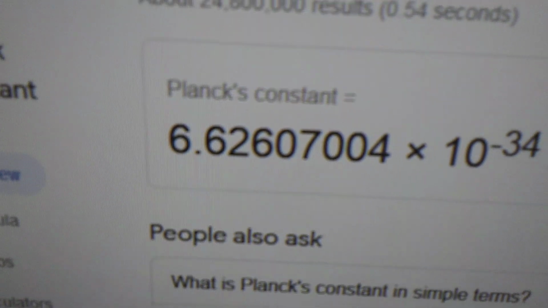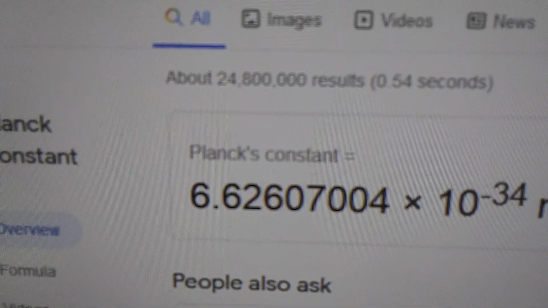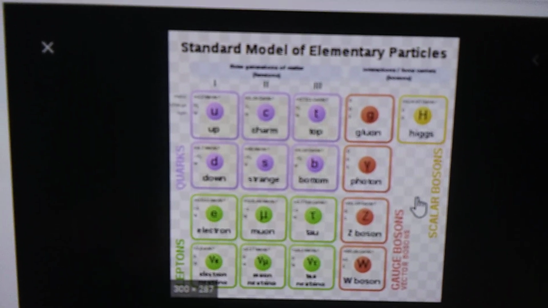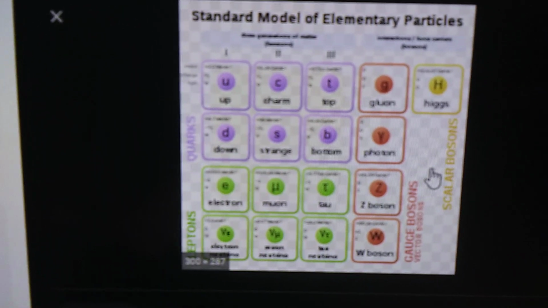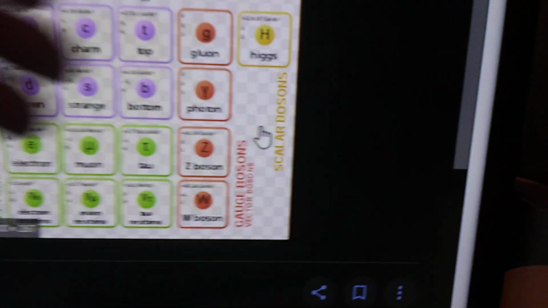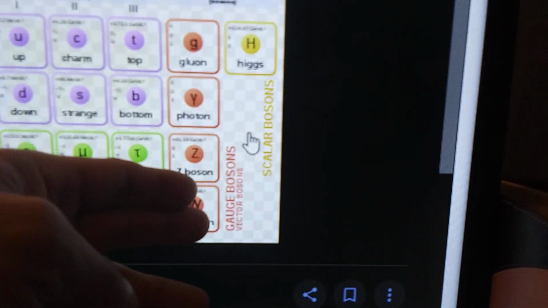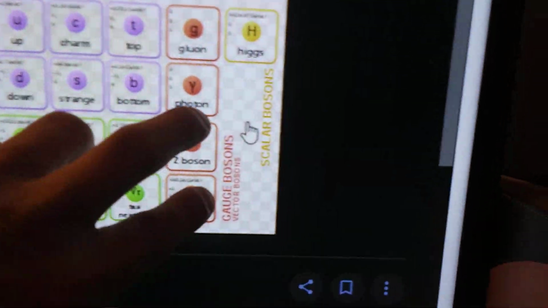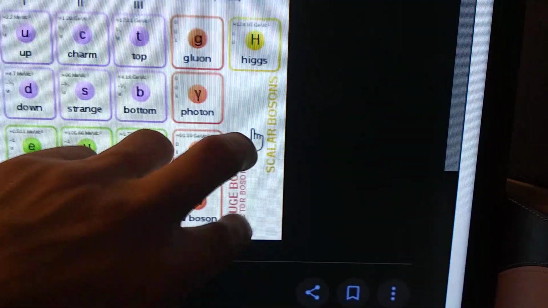Here's the Planck constant, 6.62607004. There's 6 quarks, 6 leptons, and technically 6 bosons. Well, there's 4 bosons and then the gluon and photon, because these have their counter factor.